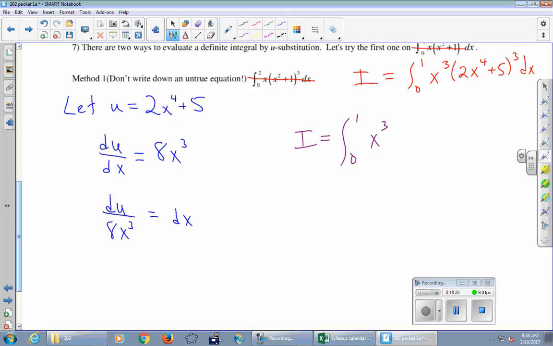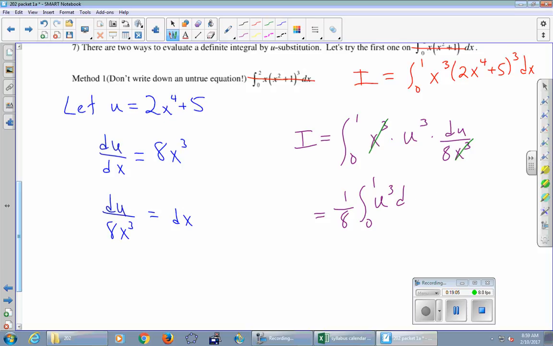What about this 2x to the 4 plus 5? It becomes u to the third. What about that dx? du over 8x cubed, right? So it's always the same pattern, right? The dx changes, the thing that you called u, that changes, everything else gets copied. Okay, what good thing happens here? I cancel the x cubes, that's great. So our integral is just u cubed du over 8. What can we do with the 8? We'll put 1 over 8 in the front. Integral 0 to 1 of u cubed du.